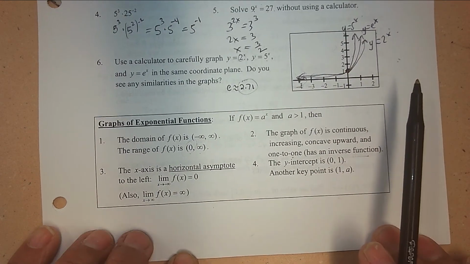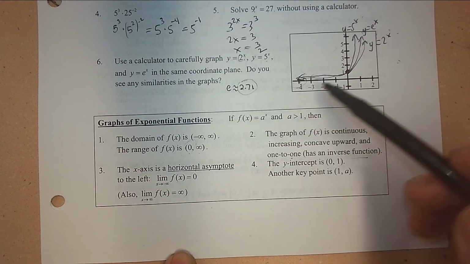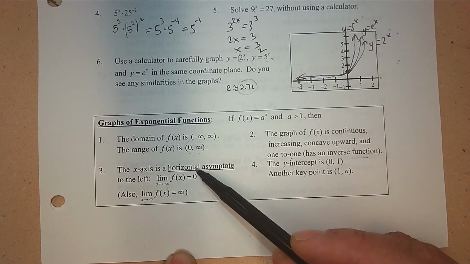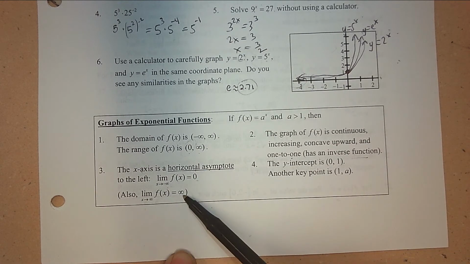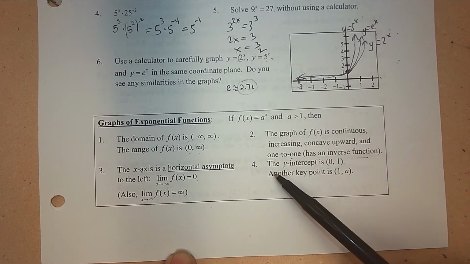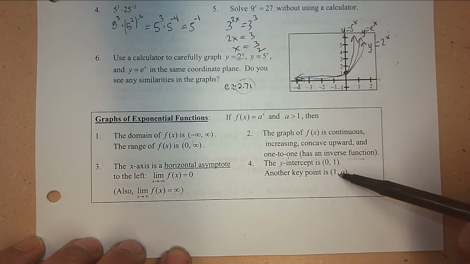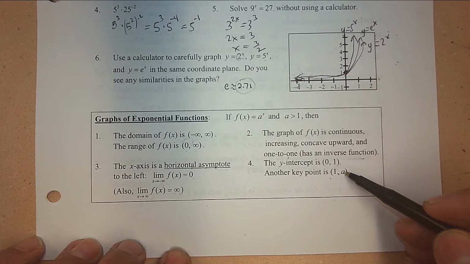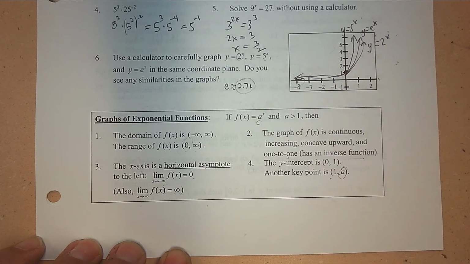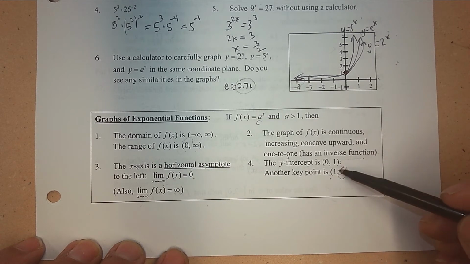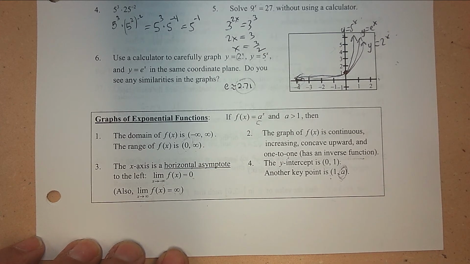Number 3, the x-axis is the asymptote. So you can see the limit going to the left to negative infinity is 0. The limit going to the right is infinity or doesn't exist. The y-intercept is 0, 1. And another key point would be 1 and a, where a would represent the base. So if it's 2 to the x, a point would be 0, 1, but the other point would be 1 and 2. So that base gives you another key point. So you have 2 points to curve through when we do it.